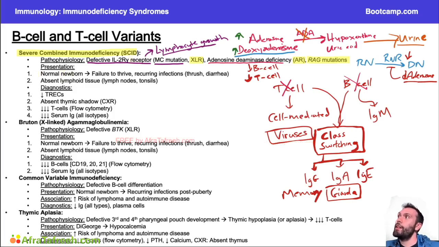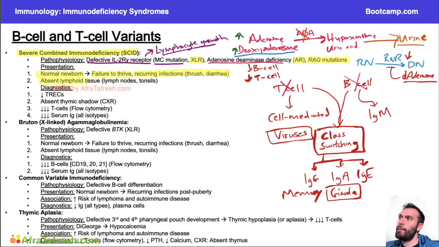Now, how does this present? Normally, in a lot of these different pathologies, we're going to have a normal newborn. Why is that? Because remember, the IgG antibodies can cross the placenta, so you can still have mom's antibodies as a newborn, and you can still fight off some of the infections because of what you have from mom. But over time, those antibodies have a half-life, and they're eventually going to start to come down. And so these children will often have failure to thrive and recurrent infections. Typically, this is going to be a younger patient, around 6 to 12 months of age when this initially gets diagnosed.